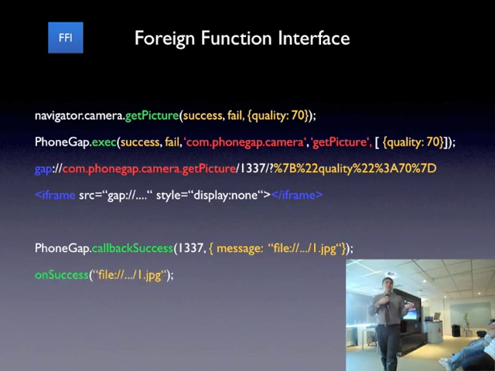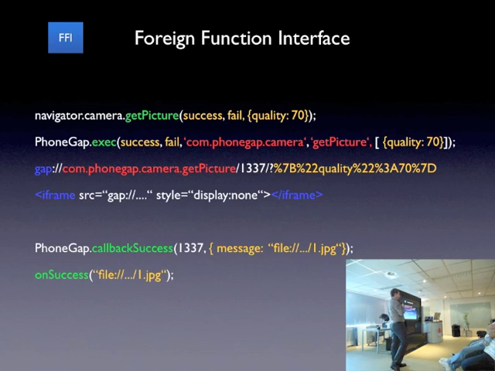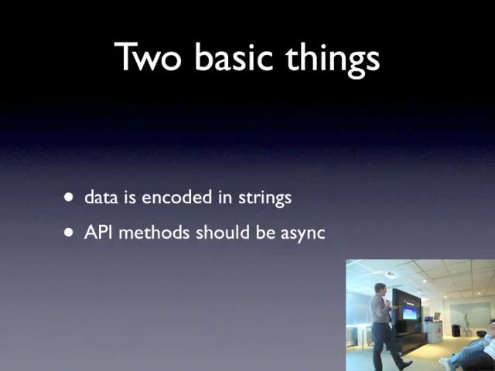So as long as you have the ability to cancel navigation within your browser control and call JavaScript from native code, you do have a communication channel. Of course, this isn't the fastest communication channel, but for small data, this is absolutely fine. Everything needs to be encoded into strings, and your API methods should be async.